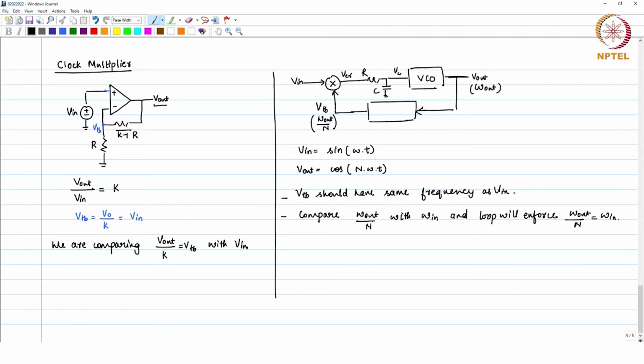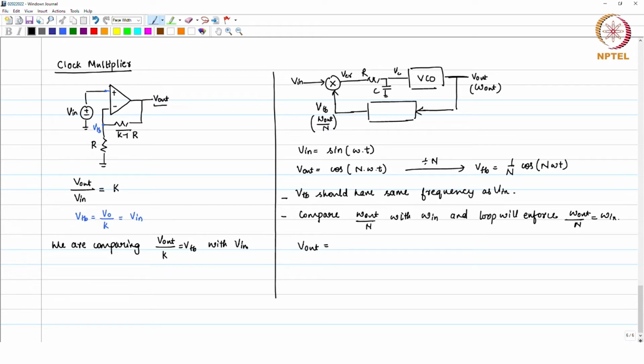Keep this difference in mind between a voltage follower and a PLL. In case of voltage follower, you were dividing the voltage. So, if I happen to do this, I know V out is cosine omega t, I just divide the voltage using a resistive divider the way I have been doing for voltage follower. What will I get? V feedback as 1 by n times cosine of n omega t.